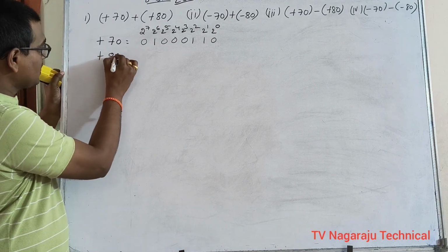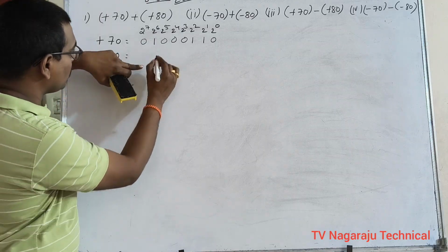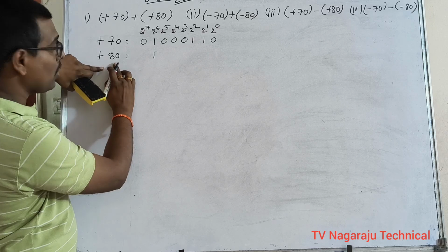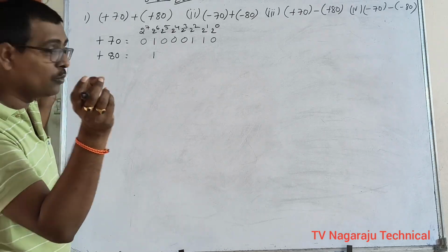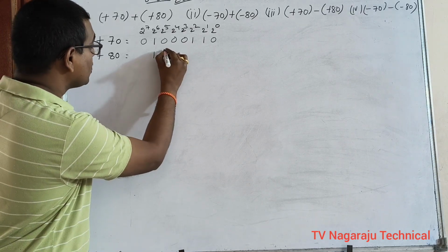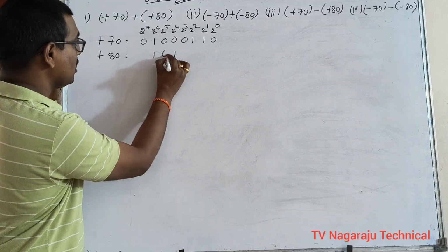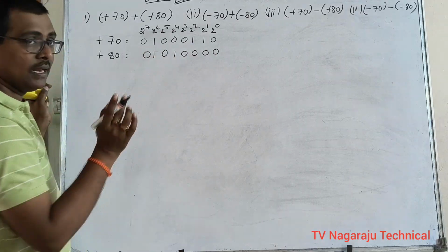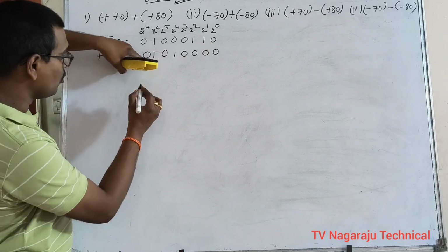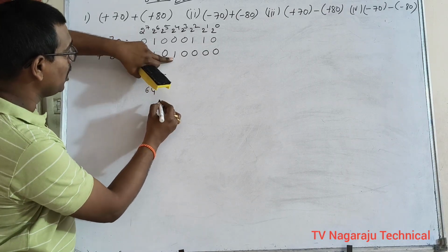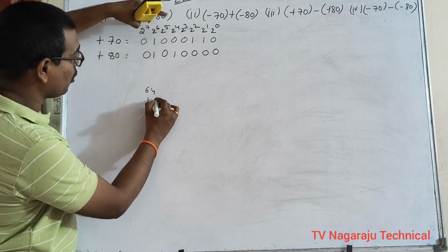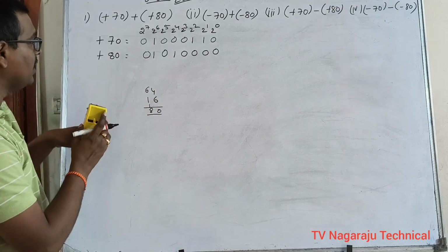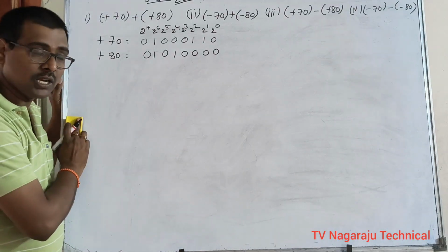Next, plus 80. Plus 80 is equal to 64. After 64, how much do we need? We need the remaining 16. So here, this is 16, then 0, 0, 0, 0. The value here is 2 power 6, that is 64, plus 2 power 4, that is 16. Now we are getting 80. This is the binary representation of 80.